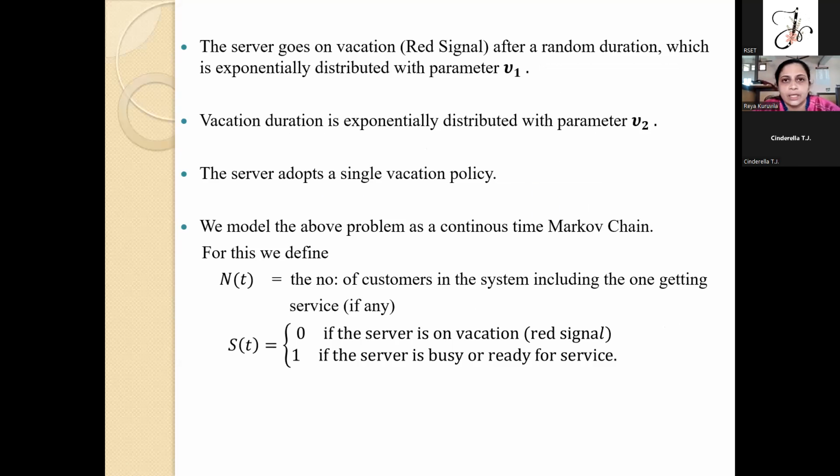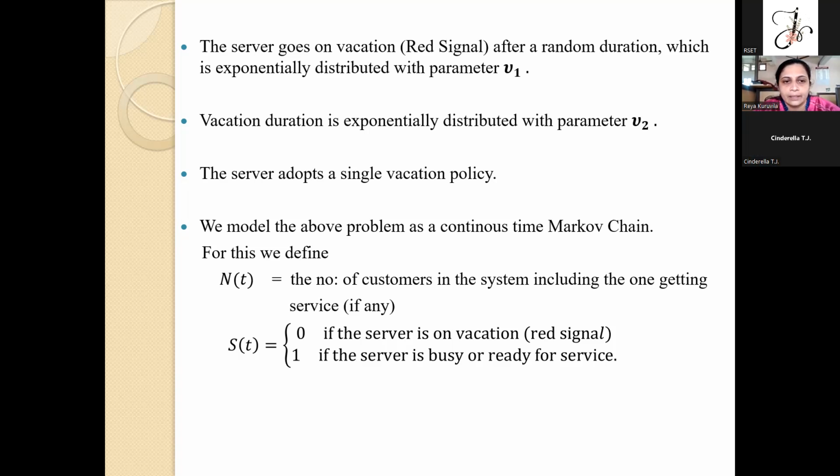The server goes on vacation. That means the signal will turn red after a random duration, which is exponentially distributed with parameter nu1. Vacation duration is exponentially distributed with parameter nu2. The server adopts a single vacation policy. We model the above problem as a continuous time Markov chain.